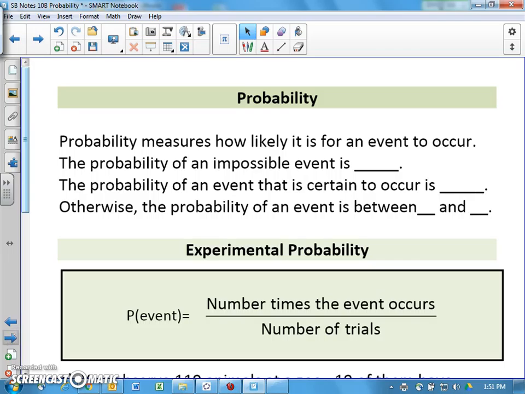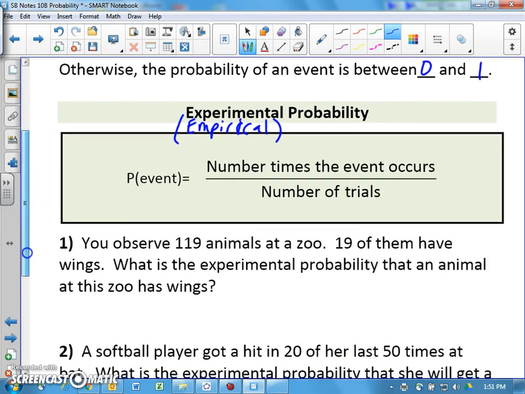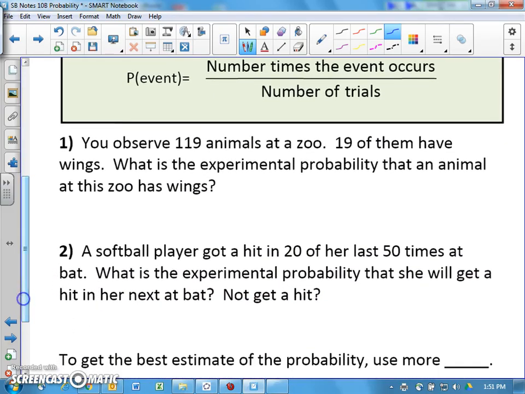Okay, so let's talk about probability in general. Basic probability you've studied before. The probability for an impossible event is 0. If it's certain to occur, it's 1. Anything between that is going to be between 0 and 1. Experimental probability, which is also called empirical probability, is just the number of times that an event occurs out of the number of trials that you have.